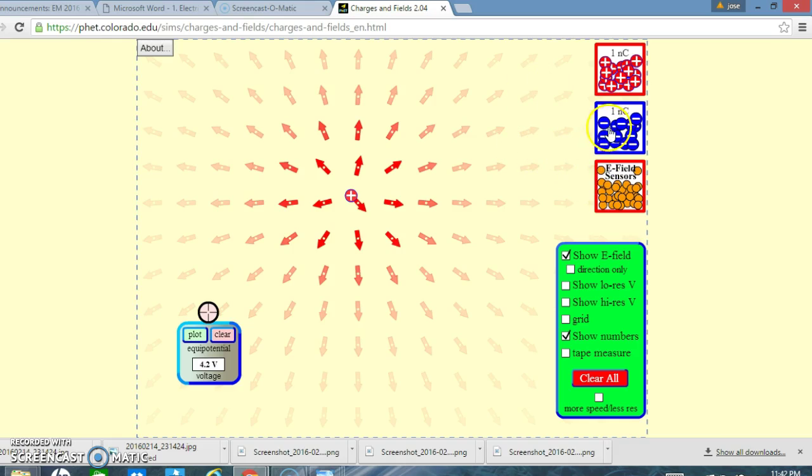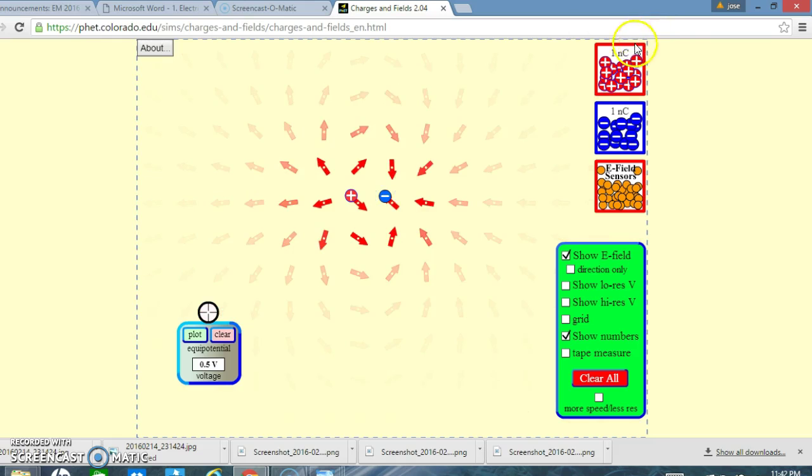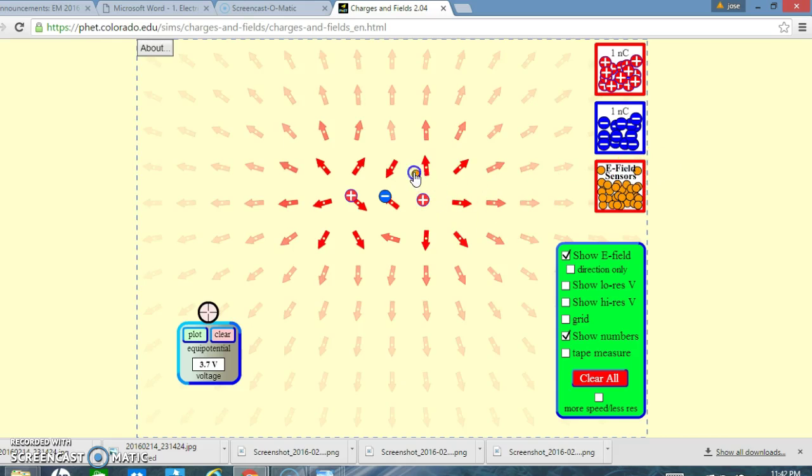We also learned that there are some neutral points between particles, like in this case, for example, two protons and one neutron. We could see the neutral point would be right here. And the reason that I know that that's a neutral point is because if you see these arrows, this one and this one, they're pointing in different directions. So that means that that's a neutral point.